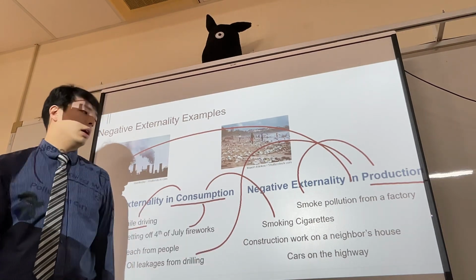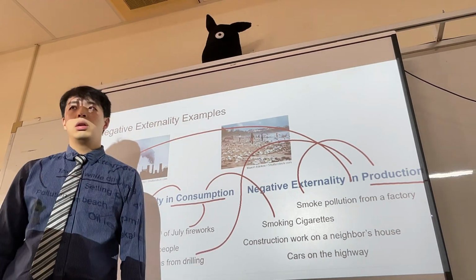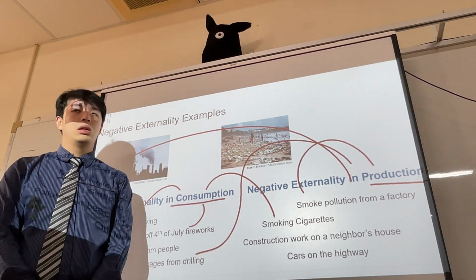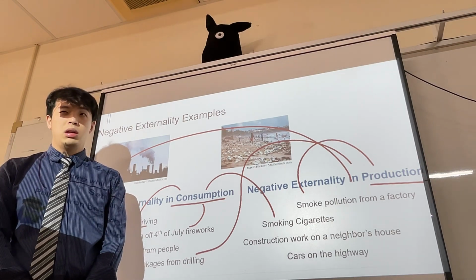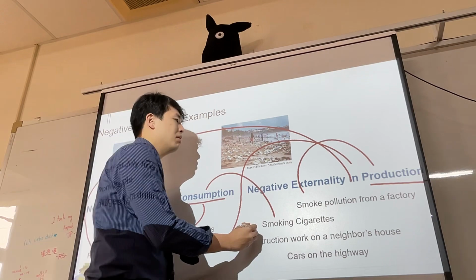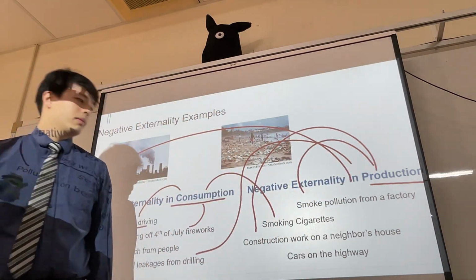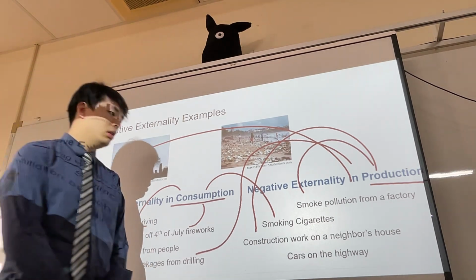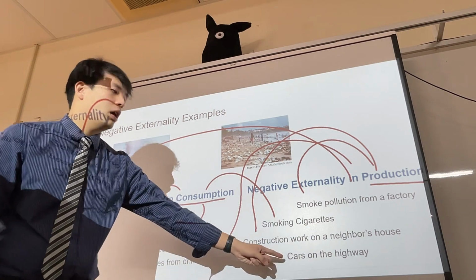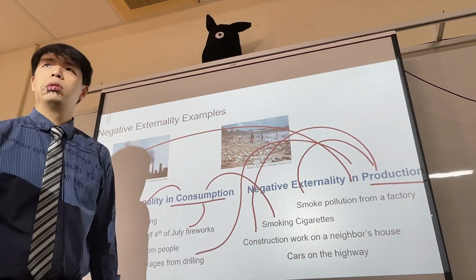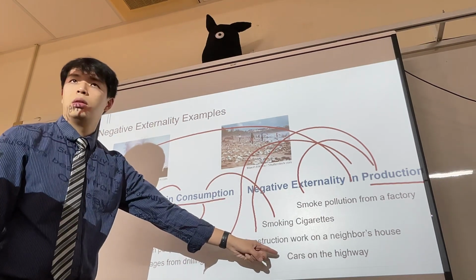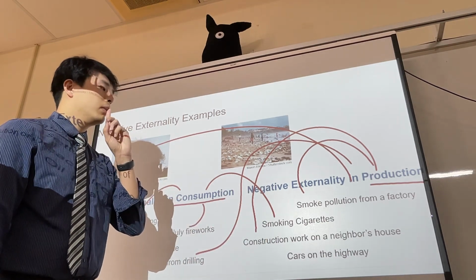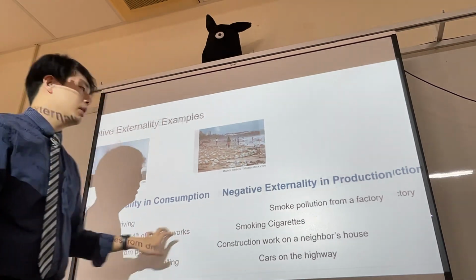All right, construction work on the neighbor's house. Production. Produce what? Noise. So noisy, right? Cars on highway. Consumption. Cars on the highway, consumption, because you use the car. But it also produces pollution. It can be both. But anyway, let's do this.